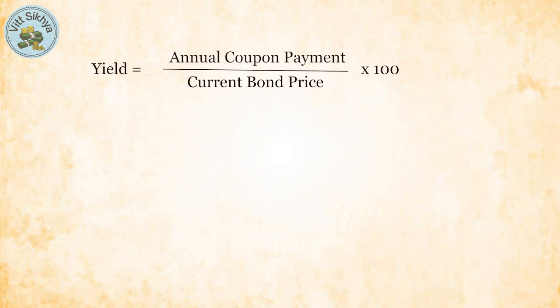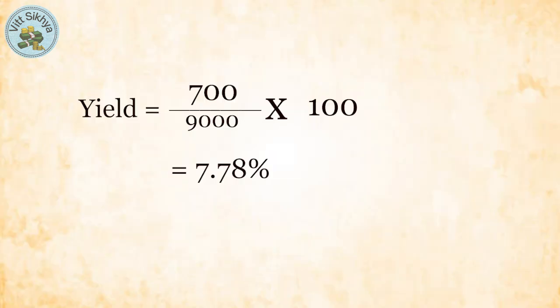Another important term is yield. It tells you how much return you will get based on the bond price. The formula for yield is annual coupon payment divided by current bond price multiplied by 100. So if you buy a bond for rupees 9,000 instead of rupees 10,000 and it pays rupees 700 in interest, your yield is equal to 700 divided by 9,000 into 100, which is equal to 7.78%. See, the lower the bond price, the higher the yield.